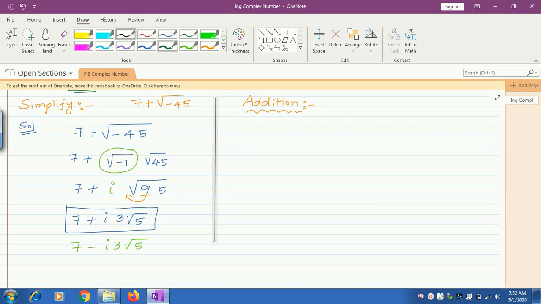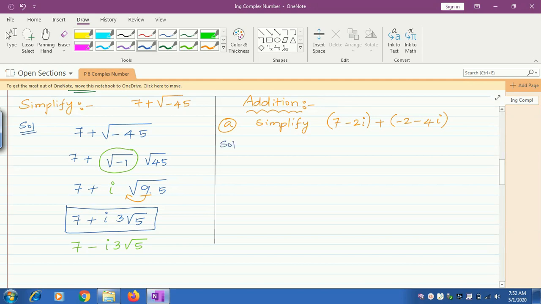Okay. Simplify. Simplify (7 minus 2i) plus (minus 2 minus 4i). Now how will you simplify this one?